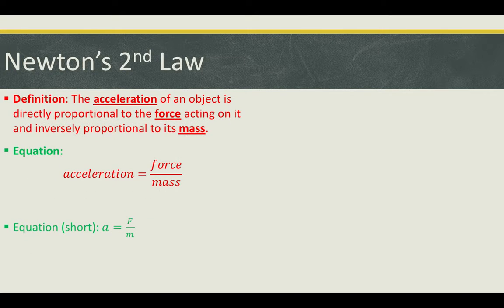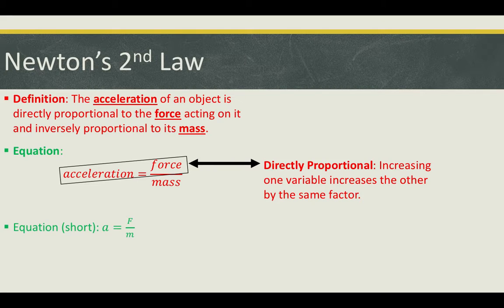So Newton's second law. Newton's second law says the acceleration of an object is directly proportional to the force acting on it and inversely proportional to the mass. So let's look at that with this equation. Direct proportionality means that if force is increased in this equation, then acceleration will go up as well, provided that the mass stays the same.